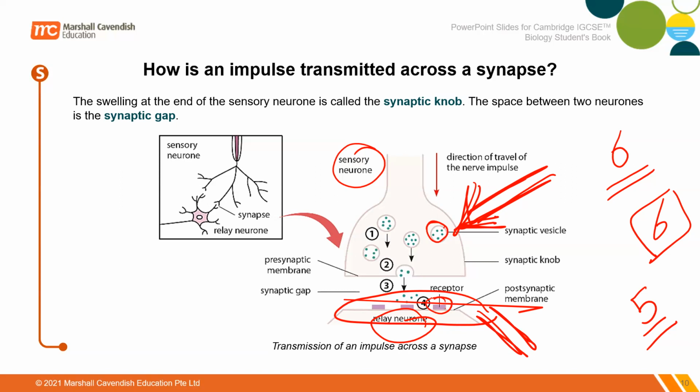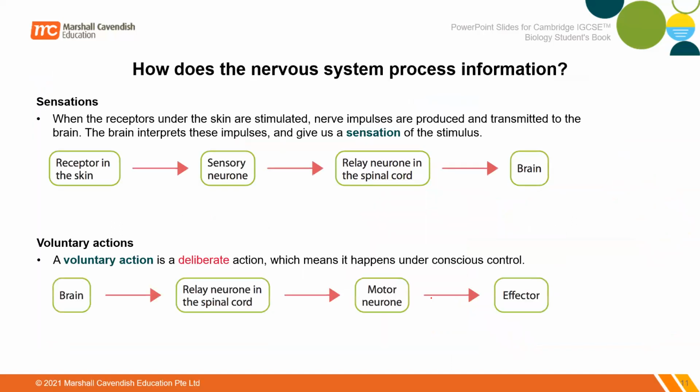Then what's after? Be smart and tell me the last point. Why do we do all this? To mention that this message will be transmitted easily to the next cell. Okay, this is the synapse.